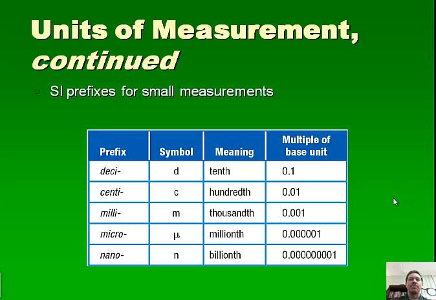We've got SI prefixes for small measurements. So we've got deci, which is lowercase d, centi, lowercase c, milli, lowercase m, and micro is the Greek letter mu, and then nano is the lowercase n. And they get smaller as we move down this list.